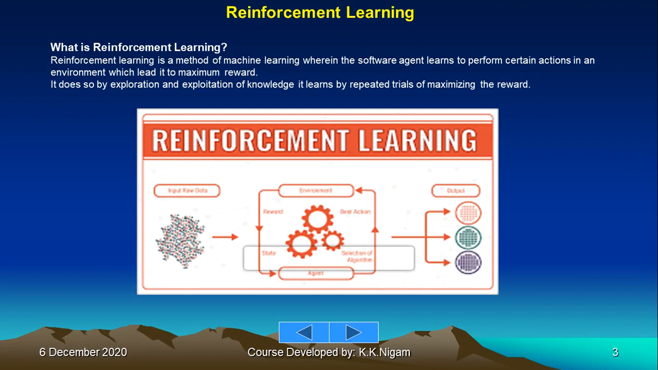So what is reinforcement learning? Reinforcement learning is a method of machine learning wherein the software agent learns to perform certain actions in an environment which lead to maximum reward. So the objective is to maximize your reward. It does so by exploration and exploitation of knowledge. It learns from repeated trials of maximizing the reward.